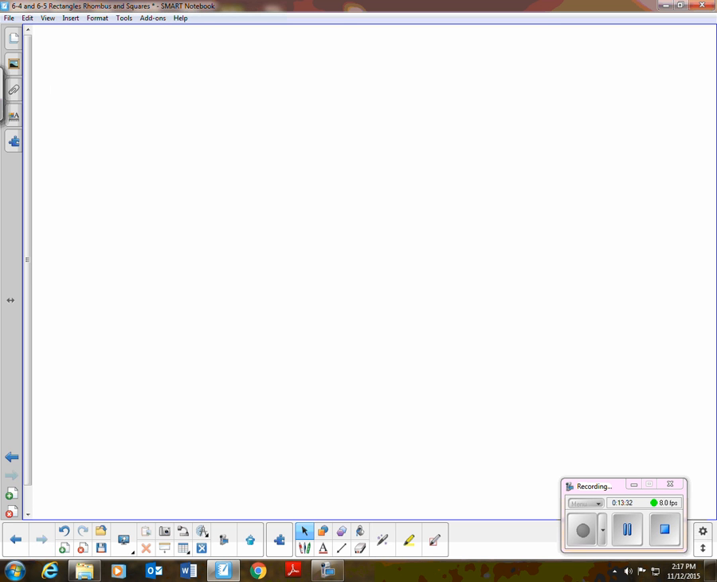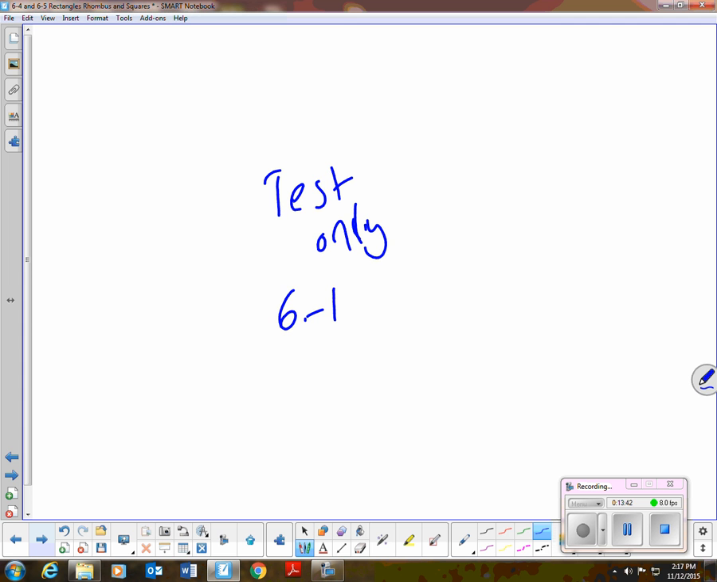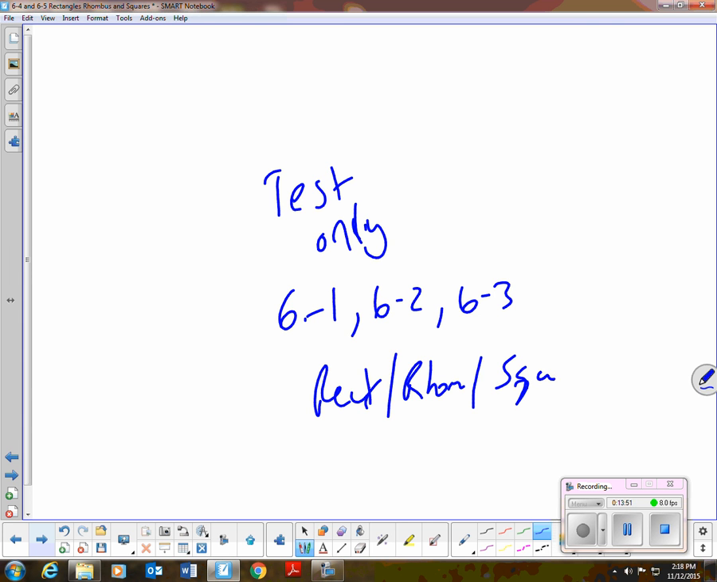And remember that on Monday, you'll be working on this stuff. Remember that the test is only 6-1, 6-2, and 6-3. So the rectangles, rhombus, and squares are not on the test. Okay. Remember to do your review over the weekend too. It might help you to be prepared for the test on Tuesday. Thanks.